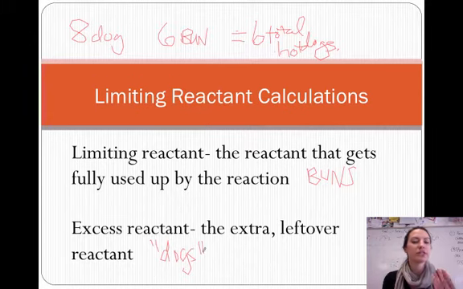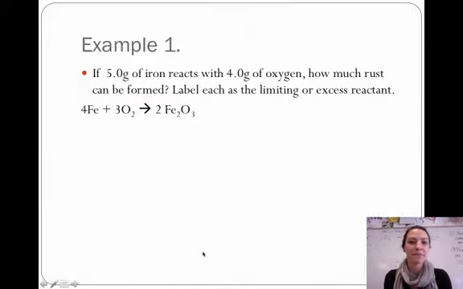All right, so that's just an idea to get you guys thinking about what a limiting reactant is. We're going to do the same thing when we're talking about chemicals. What gets fully used up by the reaction, and then what do we have leftover once all of our elements recombine into different compounds. All right, so let's do a couple of examples together.